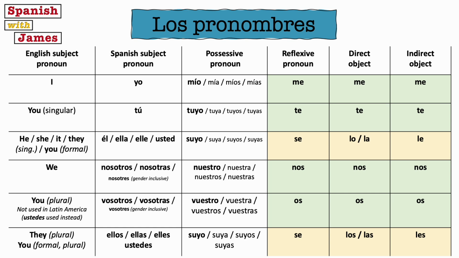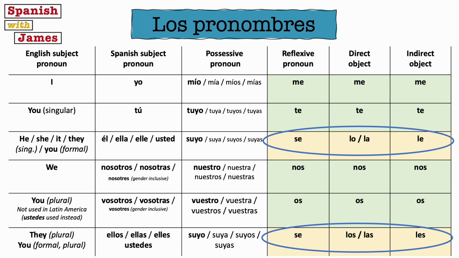The key thing to take away here is that the reflexive pronouns, the direct object pronouns, the indirect object pronouns, now that we see them all together, we can see that they're pretty much the same for the I form, the you form, the we, and the you plural. The you plural isn't used whatsoever in Latin America, so if you're learning Latino Spanish, you can just forget about you plural, basically, because they use ustedes instead, which is the same as the they plural form. So the ones that we've got to look out for, because this is where people get a bit confused and use the wrong pronoun, are the third person ones.